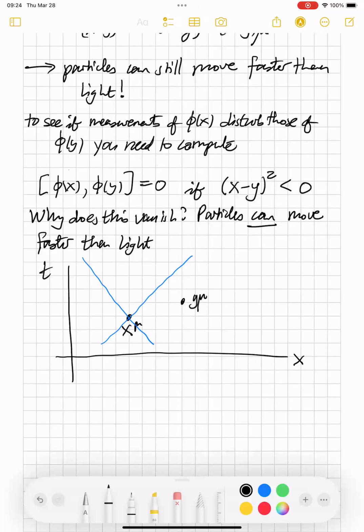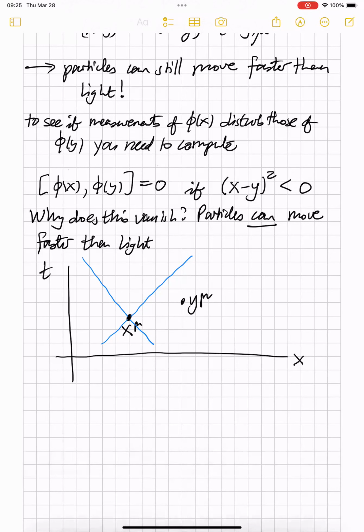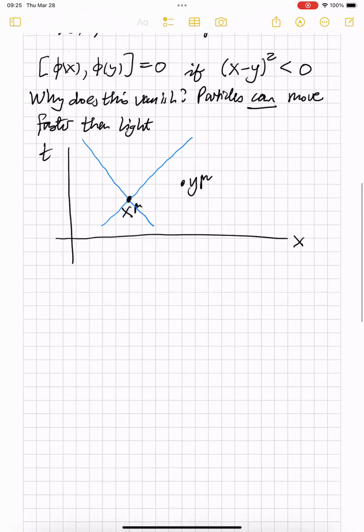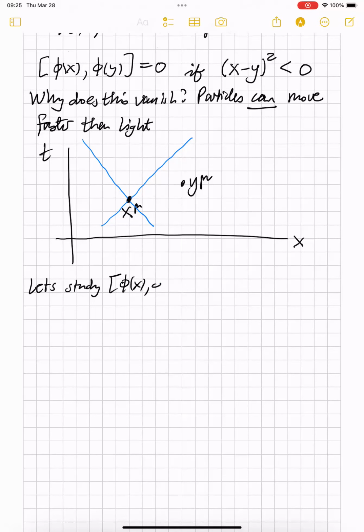And what we're saying is, if we make a measurement of the field at X mu, we will not disturb the value of the field at Y mu. But why? Because particles can move between X and Y. So that's what we're trying to understand now, okay? So towards understanding this result, let's study the commutator, so phi of X and phi of Y.